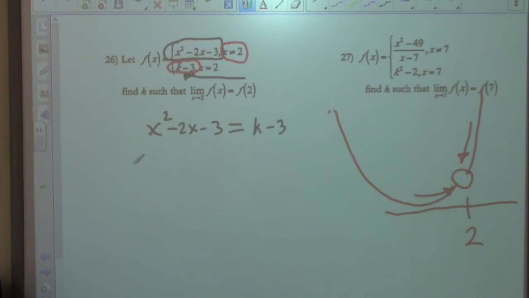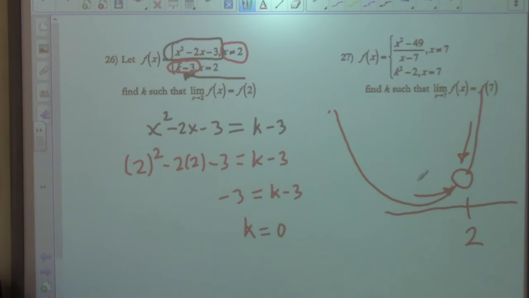Plug in 2. Let's plug in 2. So we have 2 squared minus 2 times 2 minus 3 equals k minus 3. And so we work this out on the left side, and to me it looks like we have 4 minus 4 minus 3. Is that right? So we have negative 3 equals k minus 3. So what does k equal? 0. So k is equal to 0, and the limit itself is negative 3, right? Yeah, so negative 3.